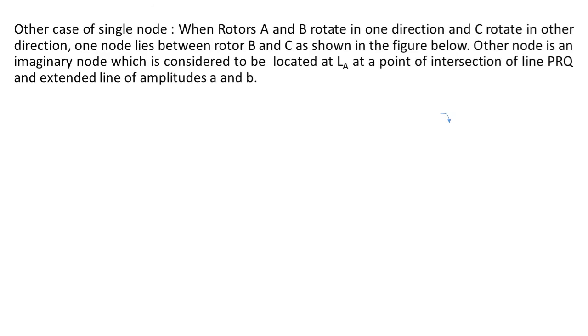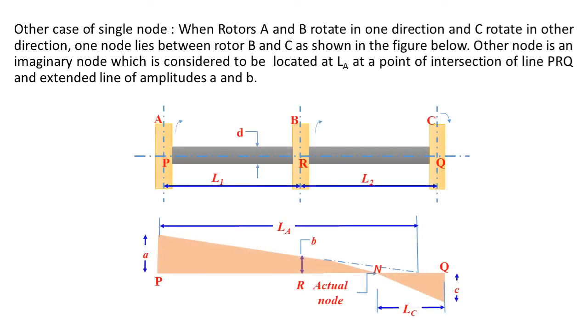Other case of single node. When rotors A and B rotate in one direction and C rotate in other direction, one node lies between rotor B and C as shown in the figure below. Other node is an imaginary node which is considered to be located at La at a point of intersection of line P or Q and extended line of amplitudes A and B.